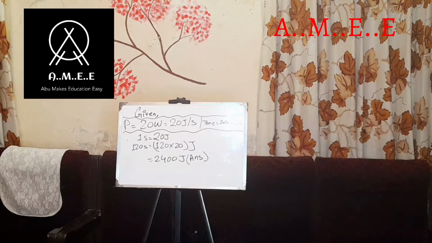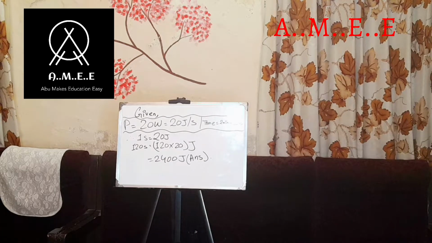I have written in this format. You don't have to give this wave. I have given this wave to separate the given information from the working process I have done here. So we are given power, which is 20 watts, which is equals to 20 joule per second, and time, which is 2 minutes, which is equals to 120 seconds.